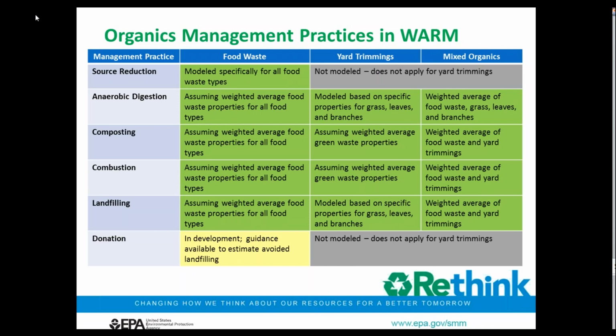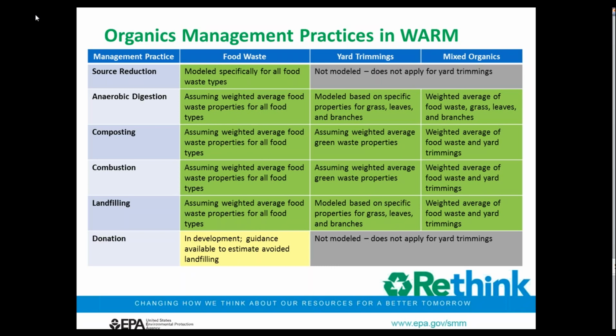This is modeled for all organics materials. We'll be talking in detail most about this today. For food waste, it's based on an average of all food waste types, so not modeled specifically for each exact food material. For yard trimmings and mixed organics, we have data specific to grass, leaves, and branches, which are the yard trimmings components modeled in WARM.